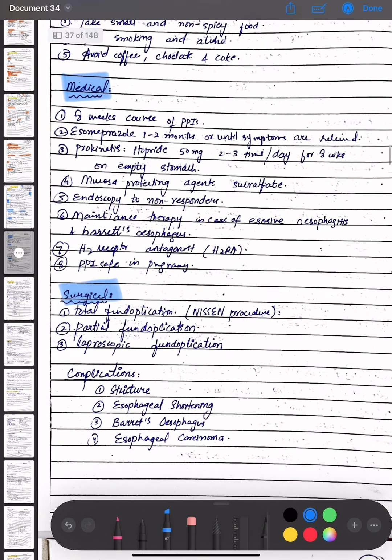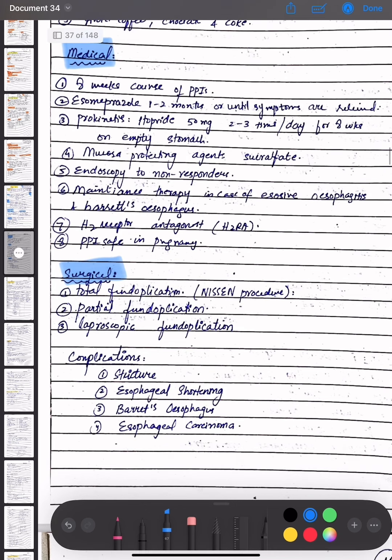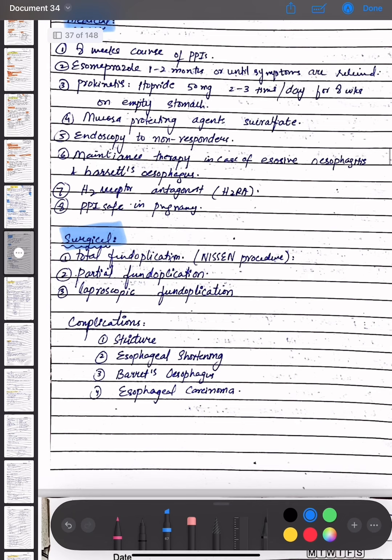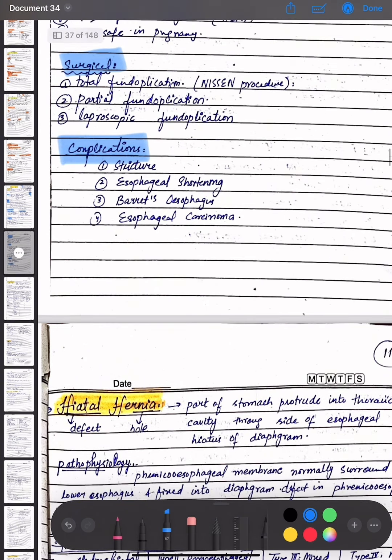In medical management, we are having an 8 weeks course of PPIs, esomeprazole 1 to 2 months or until symptoms are relieved, prokinetics, that is metoclopramide 50 mg 2 to 3 times per day for 8 weeks on empty stomach, mucosa protecting agent, sucralfate, endoscopy for non-responders, maintenance therapy in case of erosive esophagitis and Barrett's esophagus, H2 receptor antagonist, and PPI is safe in pregnancy. In surgical options, we are having the total fundoplication, that is the Nissen procedure, the partial fundoplication, and the laparoscopic fundoplication. In the complications, we are having stricture, esophageal shortening, Barrett's esophagus, and esophageal carcinoma.